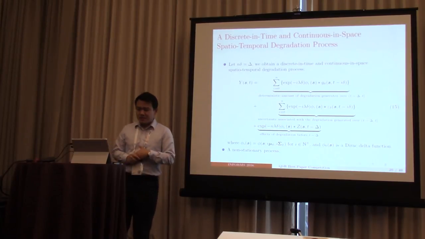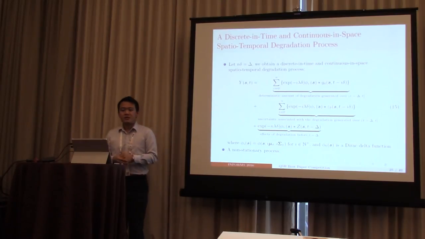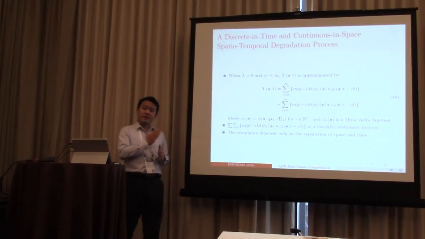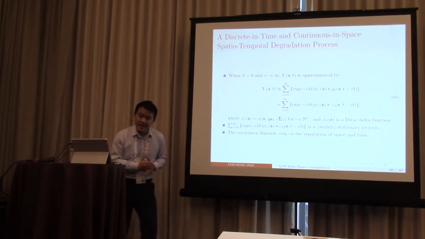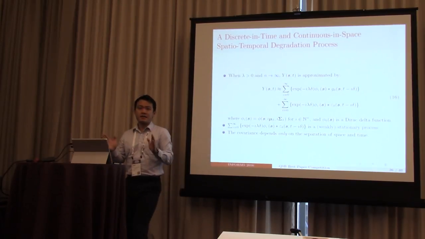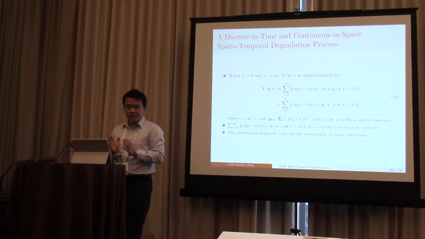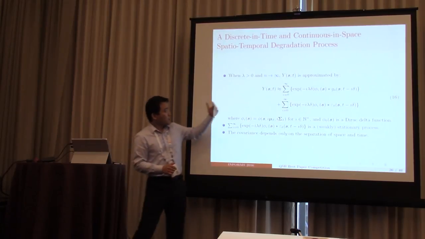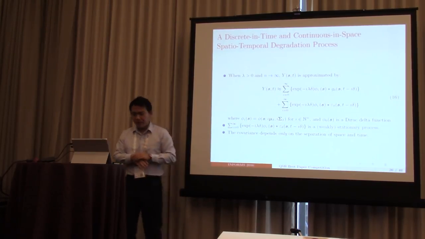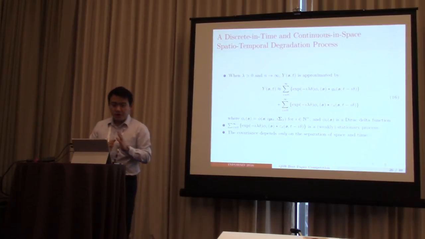So that means it's going to be very difficult for us to derive the covariance structure. So again, we rely on approximation. Basically, we can show that if we let n approach infinity, and remember this condition lambda is larger than zero, that means the decay scaling factor is less than one, we can approximate this degradation process using a simpler expression. Now it has two terms on the right side.